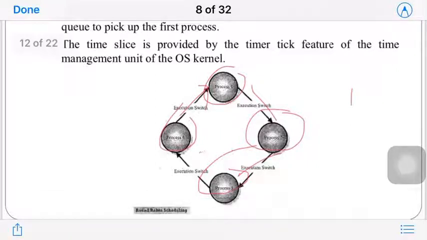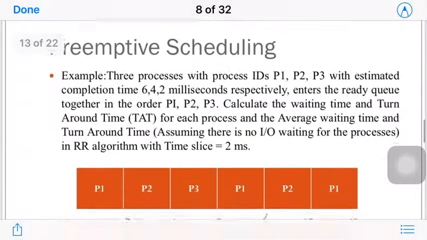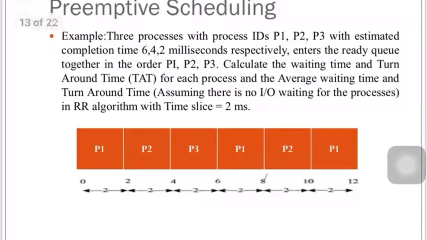The time slice is provided by the timer tick feature of the time management unit of the OS. How much that predefined time is, is defined by the time management unit of the OS. So let's see an example of this. You will be more clear with this.